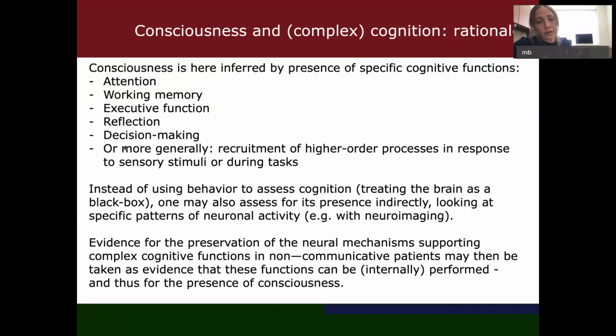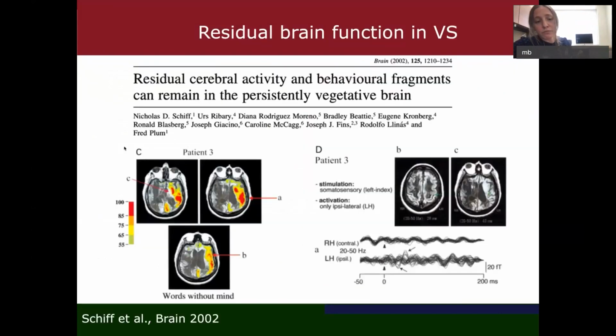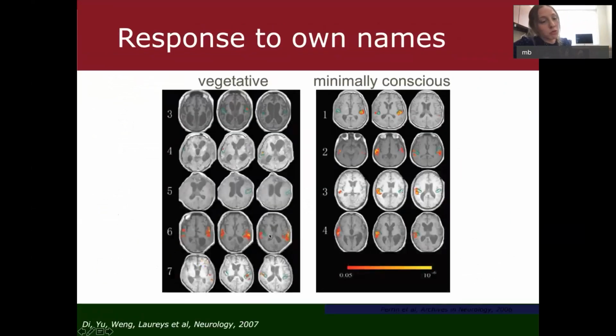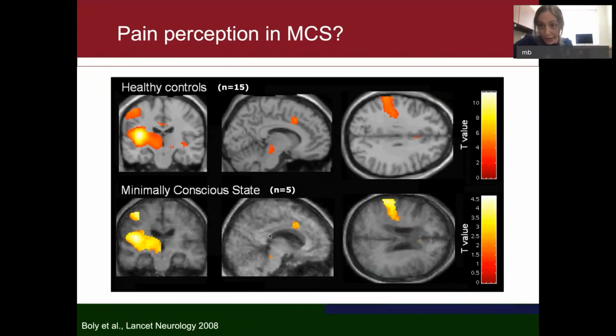And right, so that's kind of what had been done in the early stages for coma patients. Say Nico Schaef was looking at responses to text, and then also response to own names, or even looking at activation to pain, all these different areas that were activated much more in minimally conscious states than in vegetative state. So how much can you infer about consciousness from this?